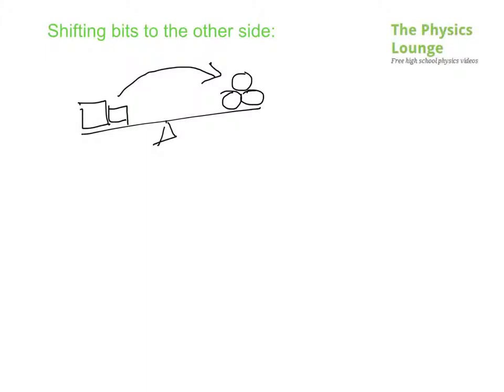Okay, this is a little bit of a mathematical video teaching you about equations and how to shift bits to the other side of the equals sign. So if we've got an example, say 2x plus 6 equaling 4, just a very mathematical example.